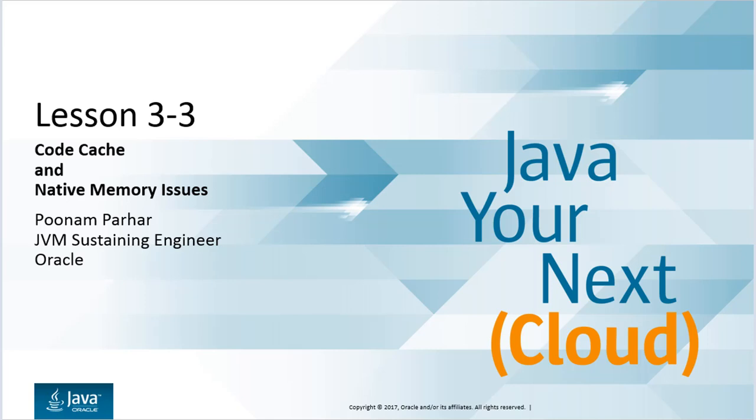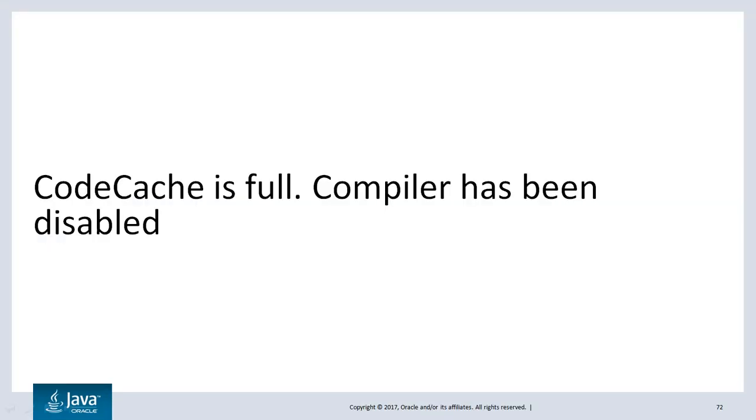As we have learned, there is another memory pool in the JVM called the code cache, which is used for storing the compiled code generated by the JIT compilers. This memory space can also get filled up, and we can come across the warning message saying that the code cache is full and the compiler has been disabled. Let's see what this warning message means and how we can resolve it.